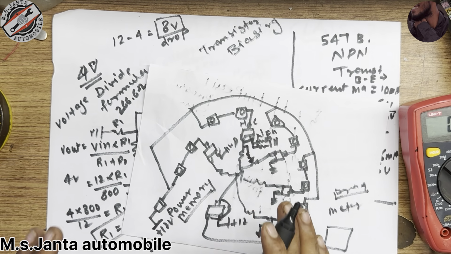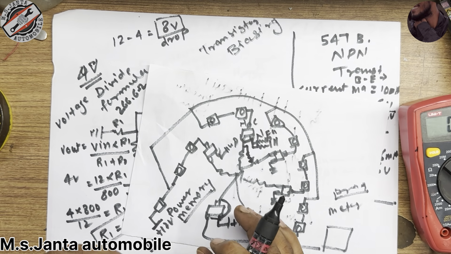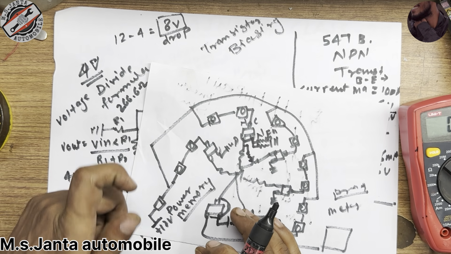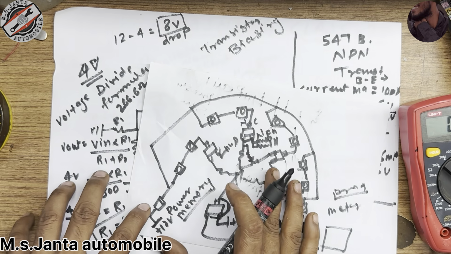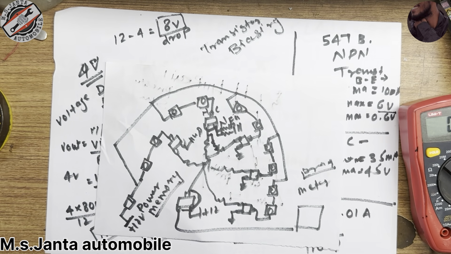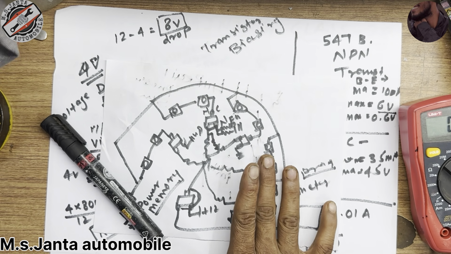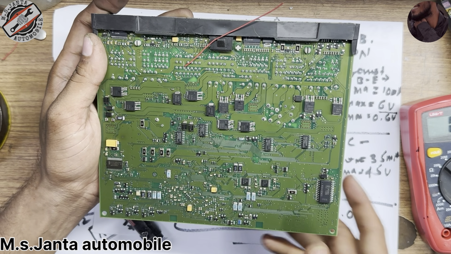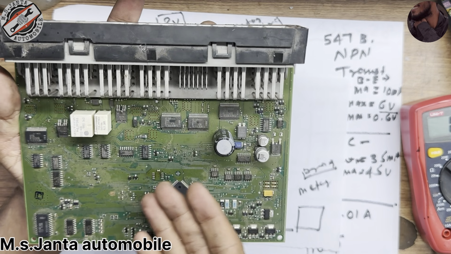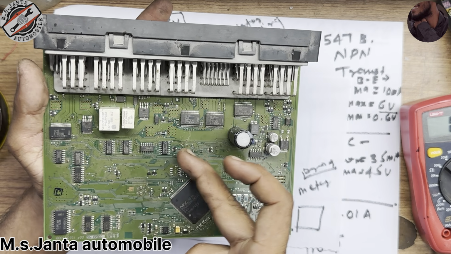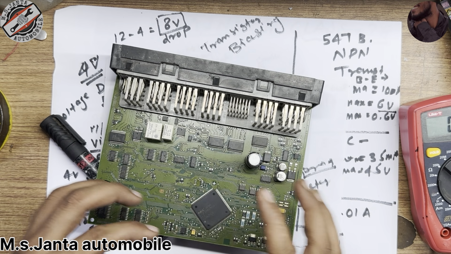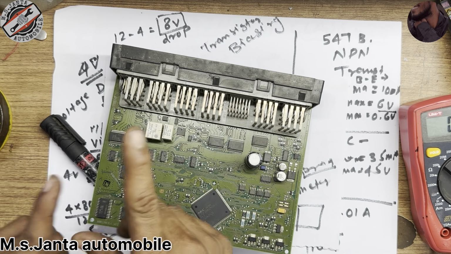So this is the basics and fundamentals of the transistor. In the next video we will talk about the PNP transistor. This is the NPN transistor, and NPN transistors are mostly used in ECUs and many more. If you understand how the transistor works, you can easily find it on the circuit board, because in many ICs a combination of more transistors makes one IC.